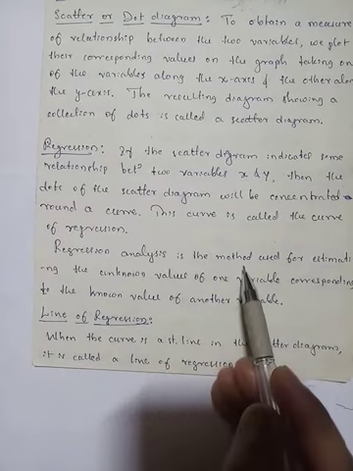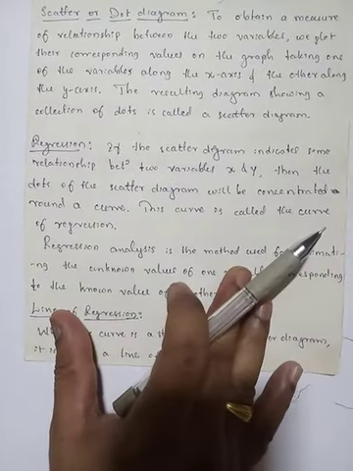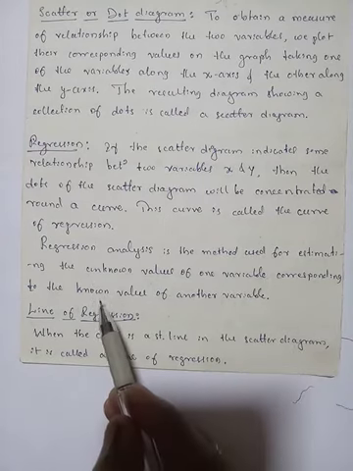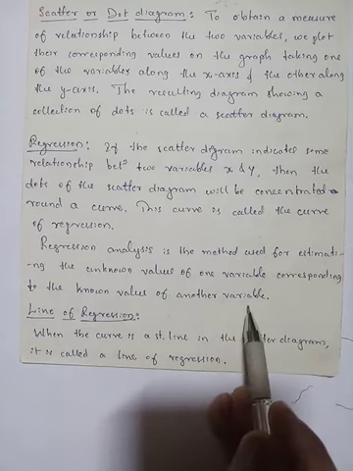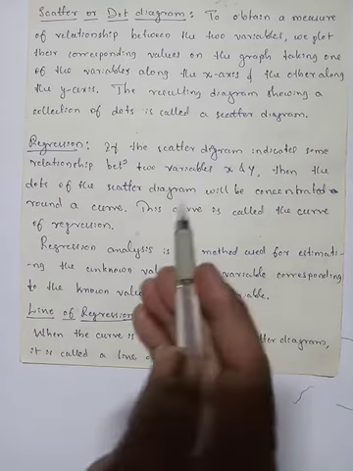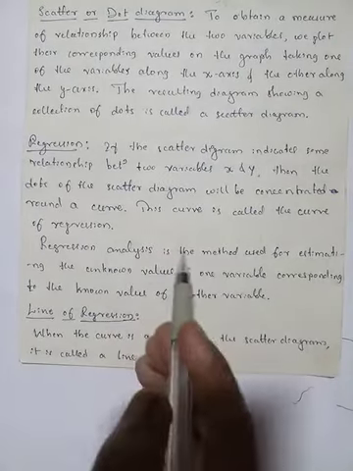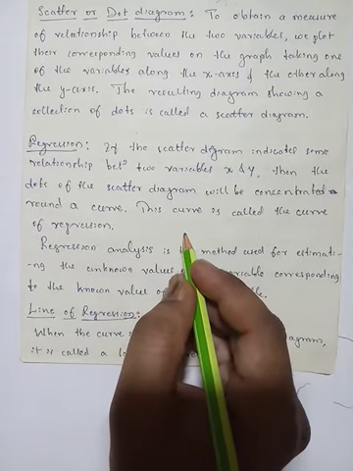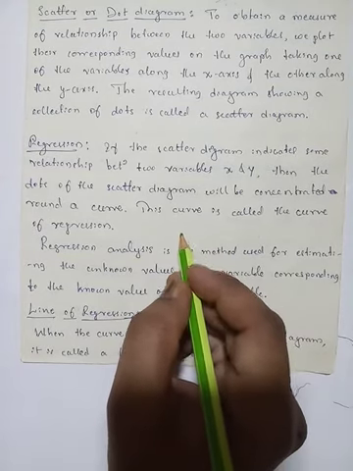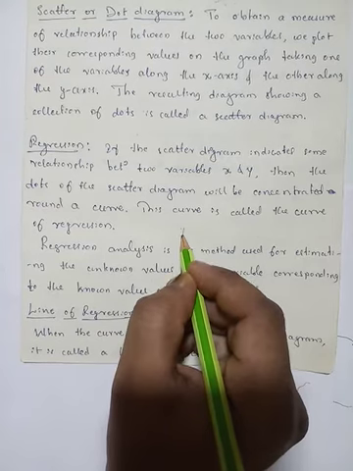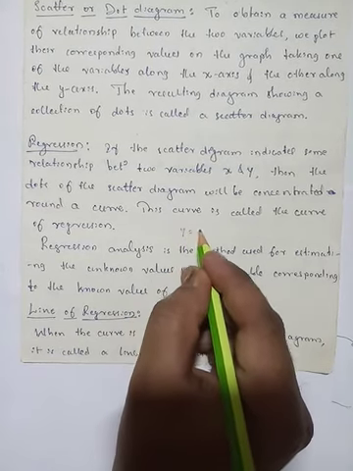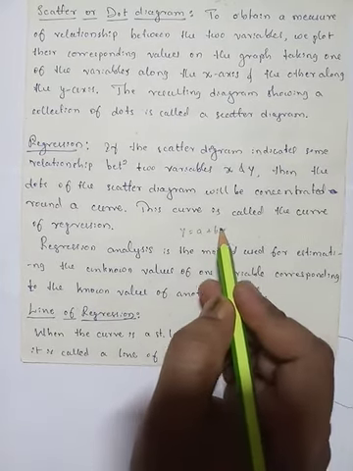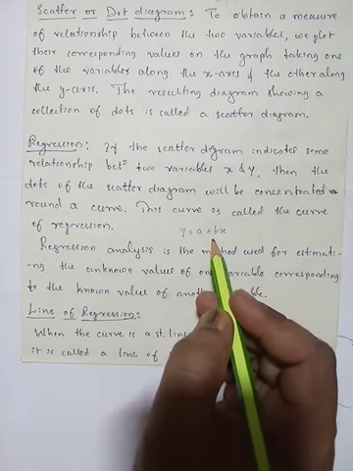So regression analysis is the method used for estimating the unknown values of one variable corresponding to the known value of another variable. When you join all the points, we get a curve. Suppose that curve may be a straight line or it may be any curve. For example, that curve may be y equal to a plus bx. So this is the straight line we get from the scatter diagram.